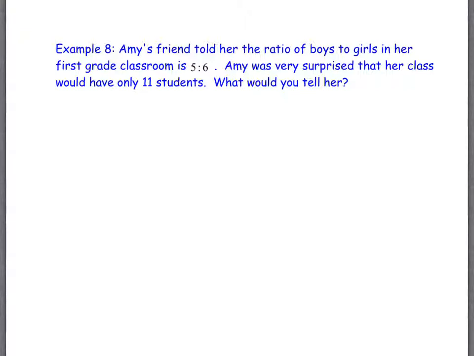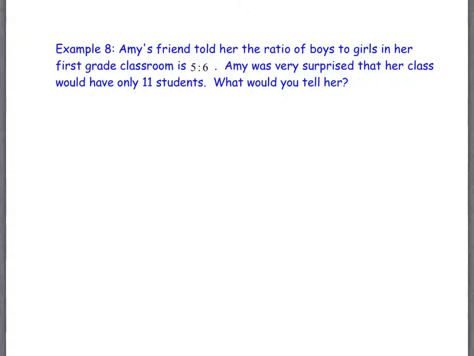I mentioned this sort of in passing earlier, and so now we have a specific example that does exactly what I was talking about before. Amy's friend told her that the ratio of boys to girls in her first grade classroom is 5 to 6. Amy was very surprised that her class would have only 11 students. What would you tell her? So first of all, where did she get the number 11? Let's talk about that. She added the 5 and the 6, right?